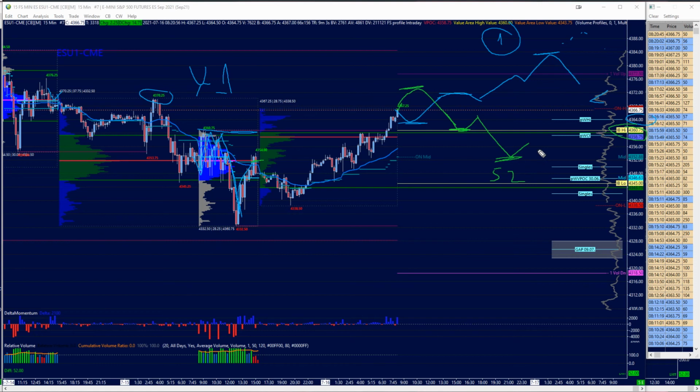Gives a range of 20-ish points. Below that we have an LVN at 45. Value area low from yesterday. Value area low from yesterday at 46, 45, 46. So 46. So that's scenario 2.